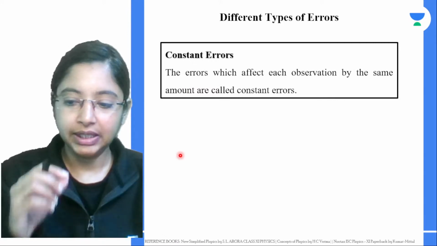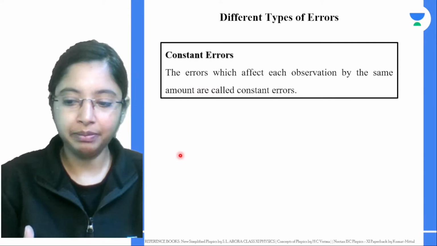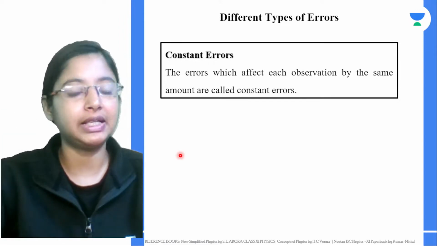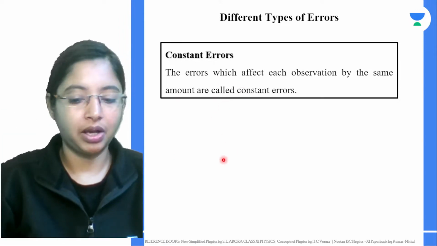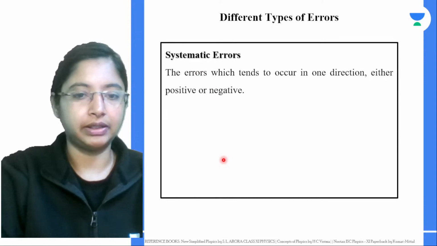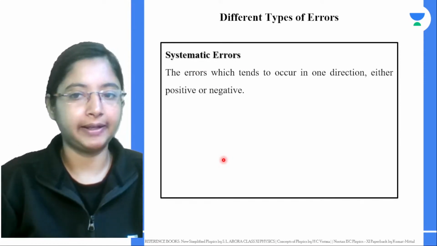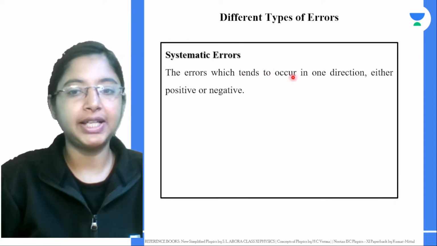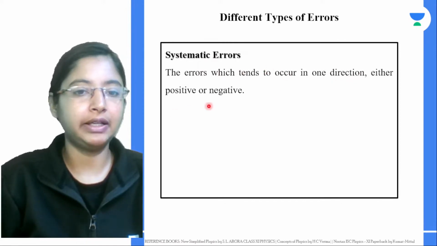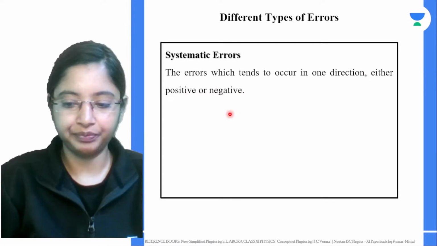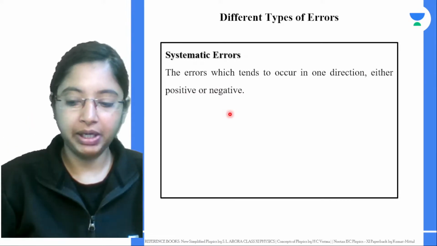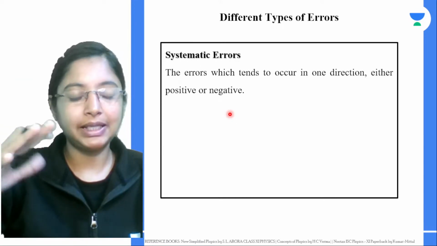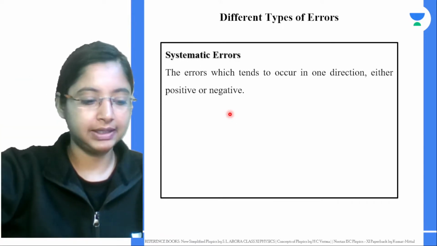Okay, now these errors you can eliminate by measuring with a different number of methods or trying various different apparatus. So one is constant errors. Next is systematic errors. These errors tend to occur in one direction, either positive or negative. You can actually eliminate these errors much more easily, right? These systematic errors are further subdivided. Let's see each type.